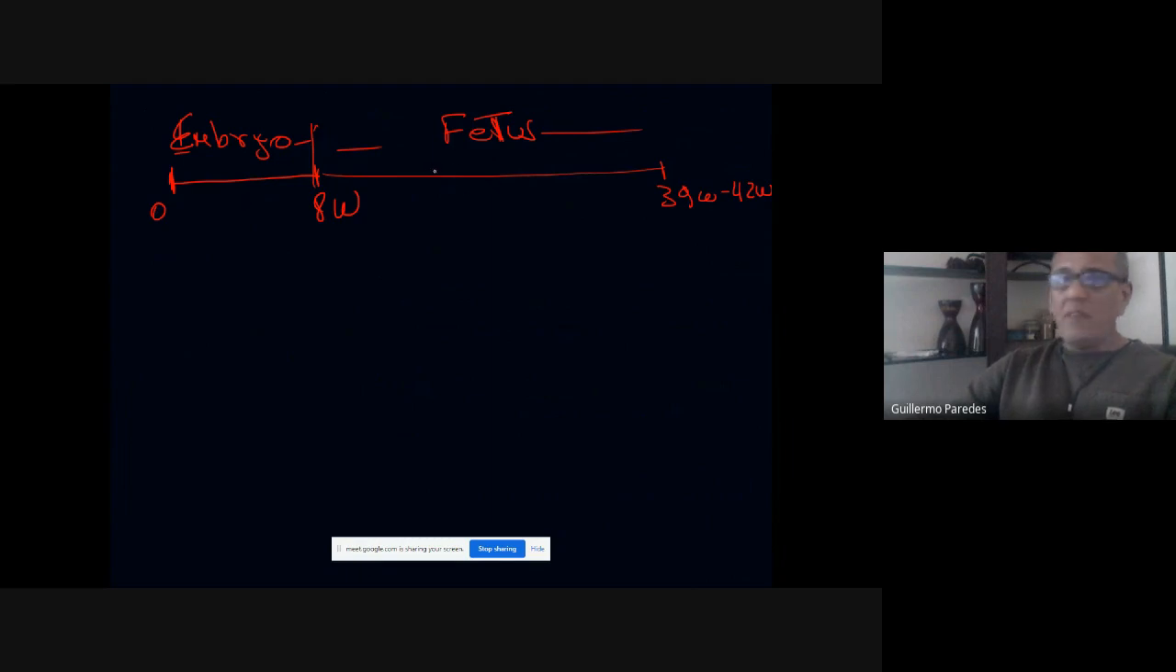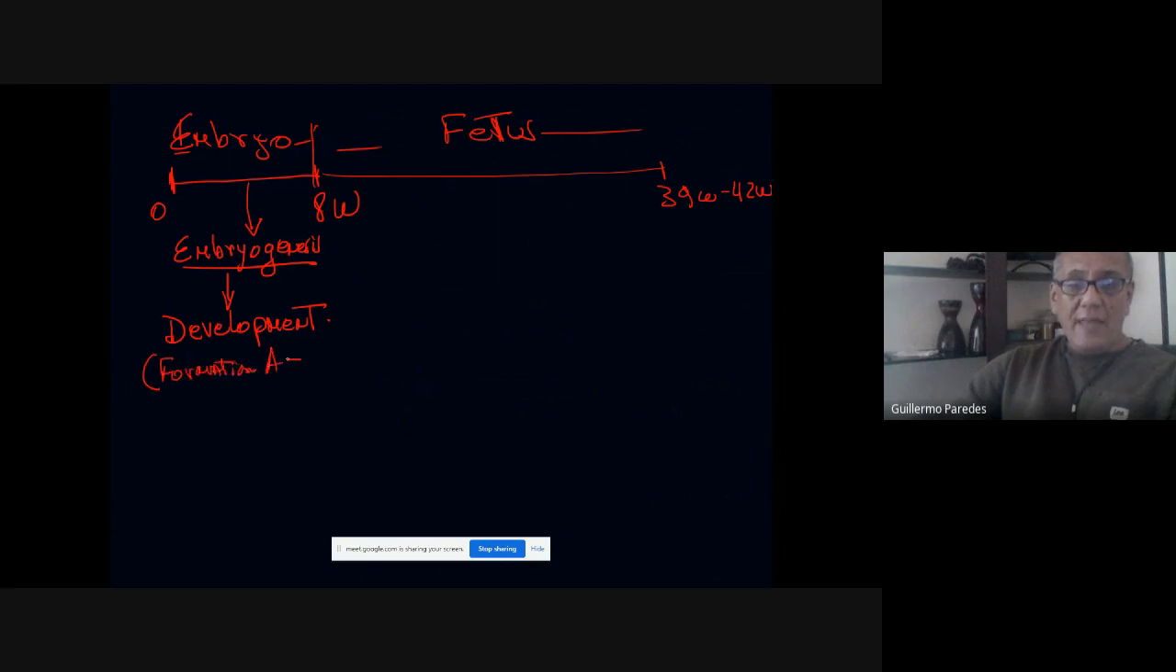So it's about 2 months. What is an embryo? At the beginning, there doesn't exist anything. There are no systems. There is no nervous system, no cardiovascular system, nothing. In embryogenesis, that is up to 8 weeks, what occurs is what we call development. What is development? Development is the formation for the first time of the anatomy and the physiology.